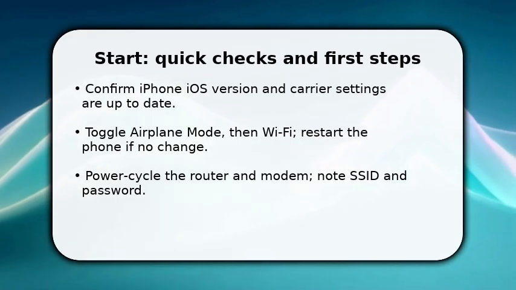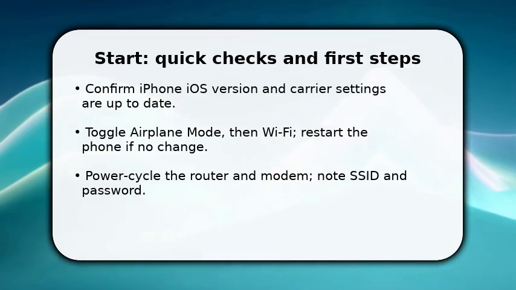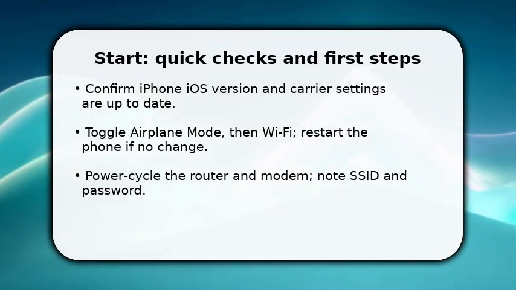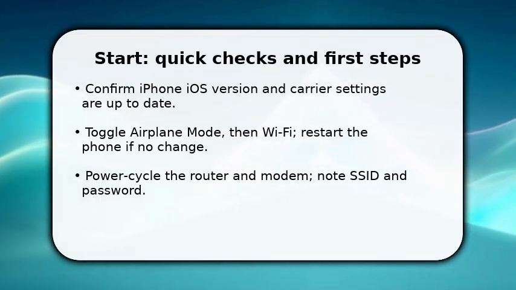Next, power cycle the router and modem to clear transient network faults. Make sure you know the SSID and password so you can reconnect immediately. These steps eliminate common configuration and transient hardware issues before deeper troubleshooting.